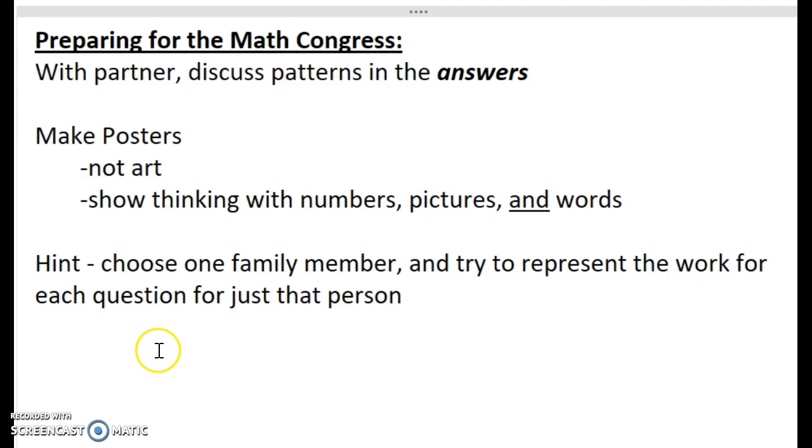If a kid or a group is getting stuck, a nice hint that you can give would be to choose one family member and try to represent the work for each question for just that one person. So instead of saying try a number line or try writing equations, which can really direct their thinking, say try looking at the answers when you were talking about mom, the difference between Carlos's age and mom's age, and really just zoom in on mom's problems and mom's numbers, and see if that can help get the kids focused on their problem solving and start getting them going.